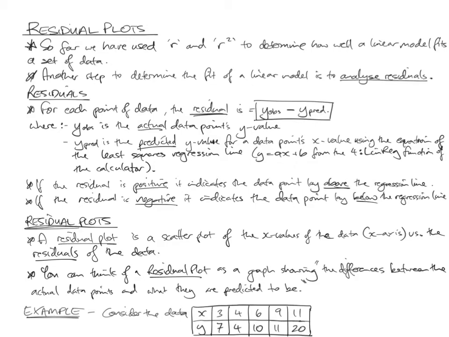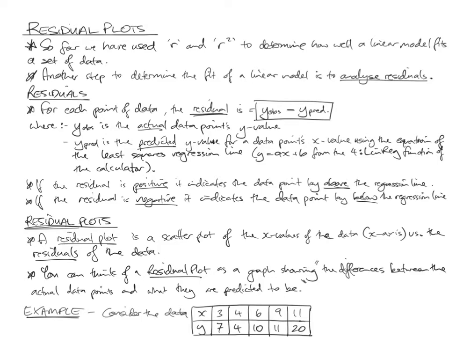This is another video. This one is about residual plots. Up to this stage in the topic, we have used r, Pearson's correlation coefficient, and r squared, the coefficient of determination, to act as a measure and determine how well a linear model fits a set of data. Now another step to determine whether a linear model fits the data is to look at the residuals or analyze them. Before we talk about analyzing residuals, we need to know what a residual is.